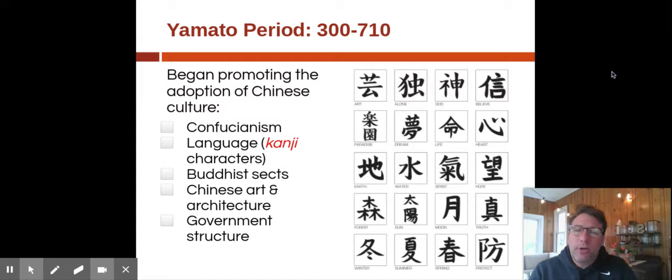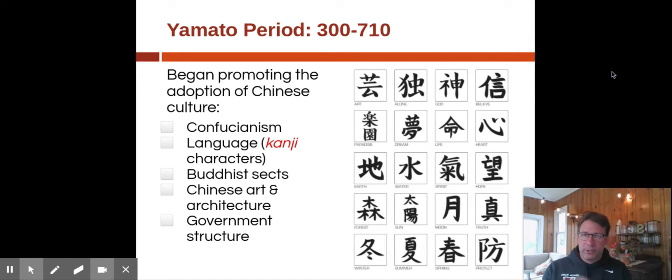So we're going to talk about several different time periods within Japanese history. And the key thing I want you to understand here is these are not dynasties. When we talked about China, we talked about the ways in which the dynastic cycle worked, and we referred to the time periods by the dynastic rule of whatever family was in power.